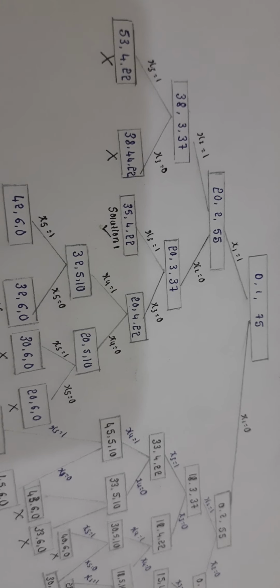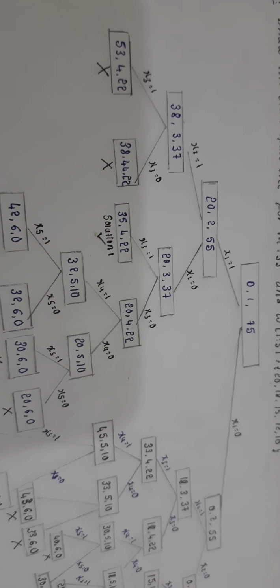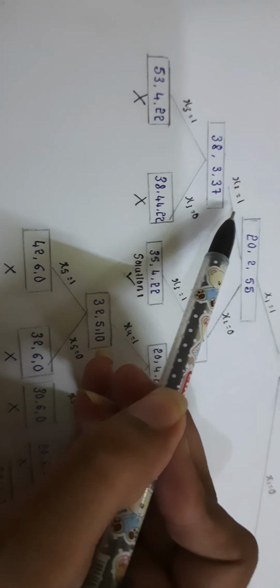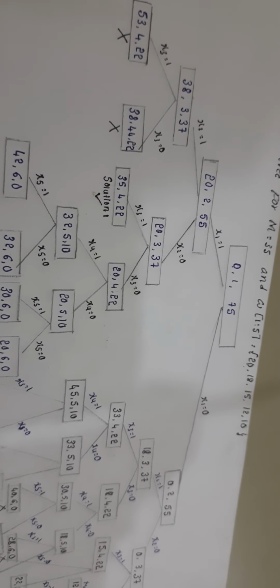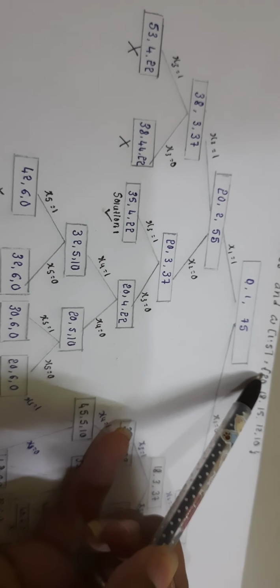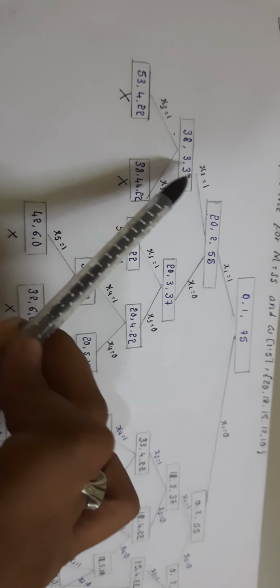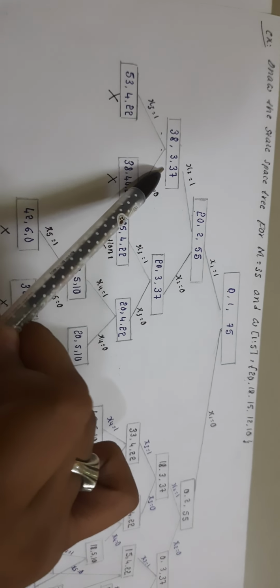K value is equal to 1, so we consider the first object, x1 is equal to 1. After adding the first object weight, 0 plus 20 is equal to 20, 1 plus 1 is equal to 2, and 75 minus 20 is equal to 55. And again, x2 is equal to 1 or x2 is equal to 0. Taking x2 is equal to 1, 20 plus 18 is equal to 38, 2 plus 1 is 3, and 55 minus 18 is equal to 37.